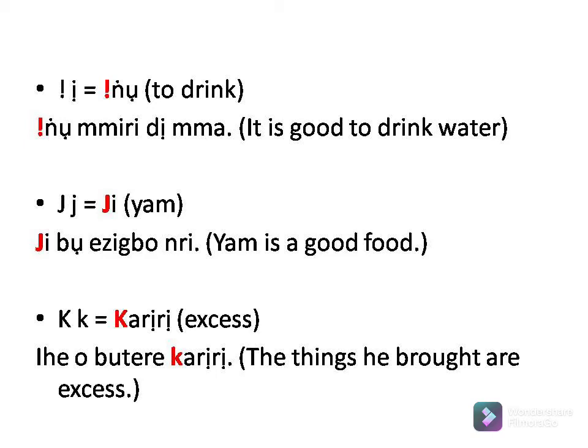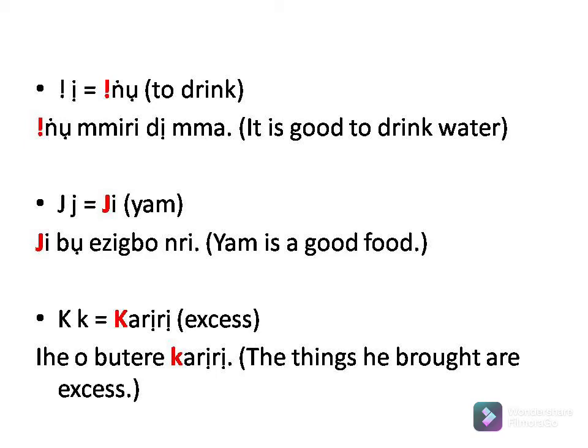The next letter is the J, and you can find it in a word like ji. Ji means yam, the edible food, yam. Okay, in the sentence we have Ji bụ ezigbo nri. Ji bụ ezigbo nri, which means yam is a good food.